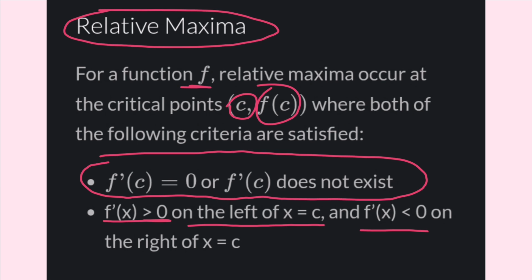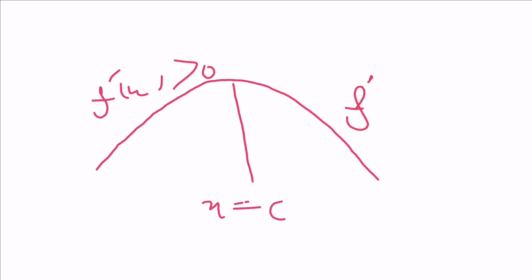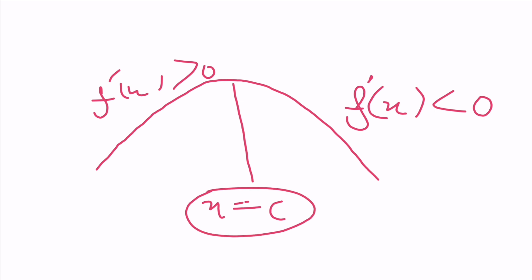For example, the graphical behavior of this point is like this. Let's suppose this is the point x equal to c. So the first derivative is greater than 0 on the left side and the first derivative is less than 0 on the right side. So x equal to c is the relative maxima.